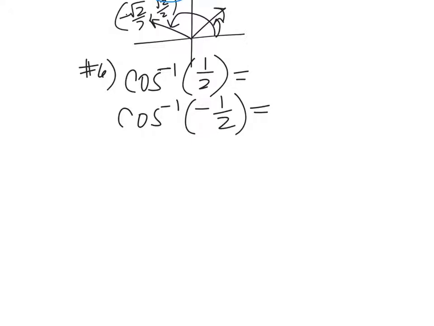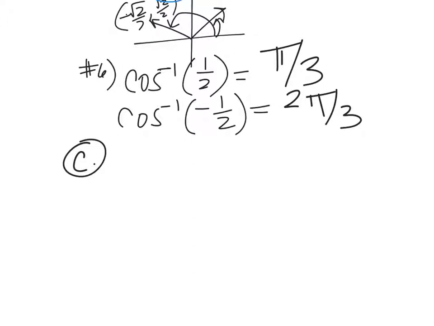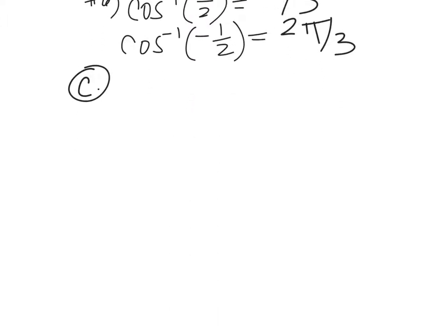Okay, so you go to the unit circle, and what angle gives me a cosine value of 1/2? Pi over 3. Perfect. Then I go to the unit circle, and in quadrant 2 is my only option for an answer. What gives me a cosine of negative 1/2? 2 pi over 3. Very good. 2 pi over 3. Are you wondering now how many more of these you have to go? Just one more. Now we got to figure out arctan.